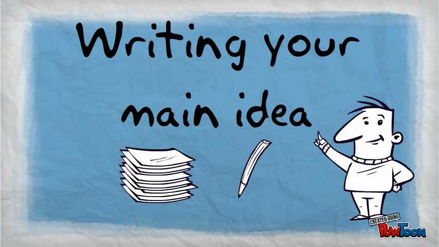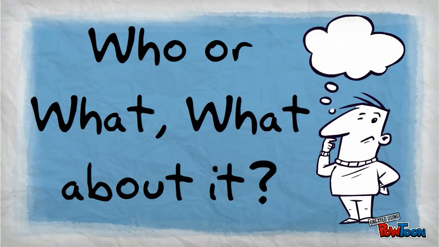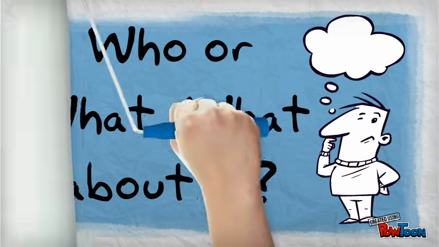So, what do you do when you know what the main idea is, but you have to write it down? You ask yourself, who or what is the author mostly talking about, and what about it?